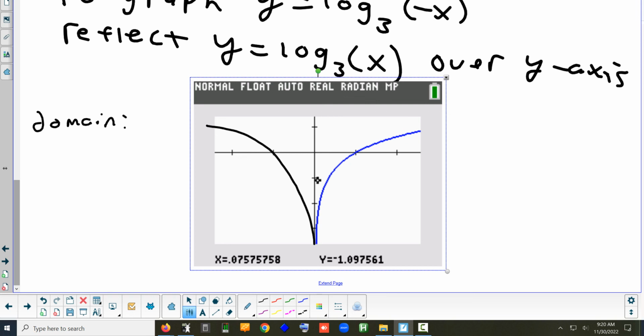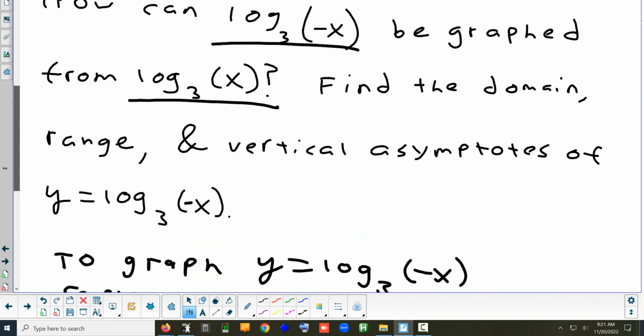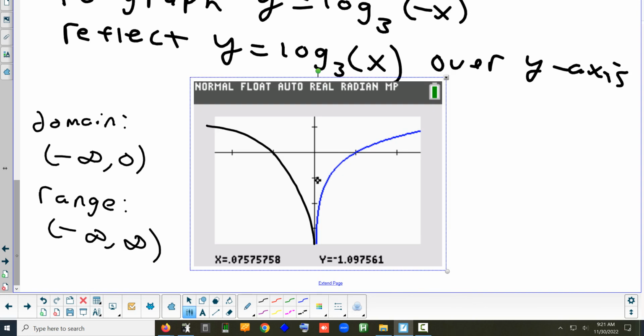So what would be the domain now? The domain of the black one, not the, I know the blue one is 0 to infinity. I'm flipping that. Negative infinity to 0. Here's my domain. What about my range? Negative infinity to infinity. It's always negative infinity to infinity. I don't care what you do. Do they want anything else? Yep. And they want the vertical asymptote.